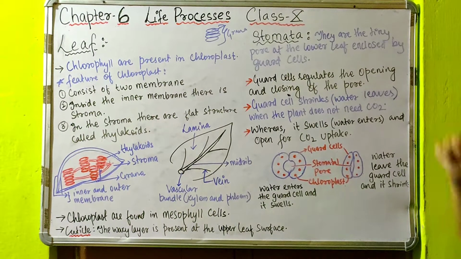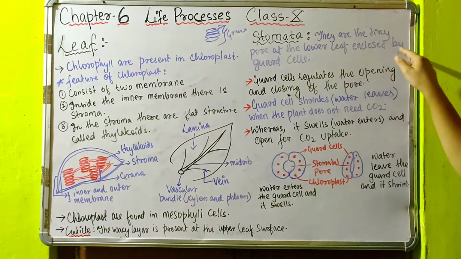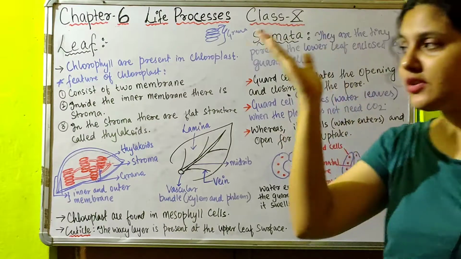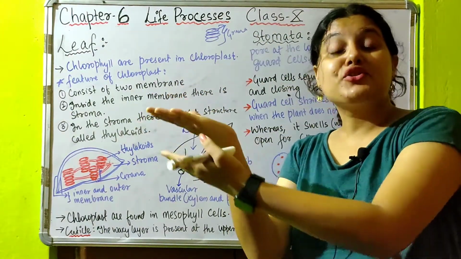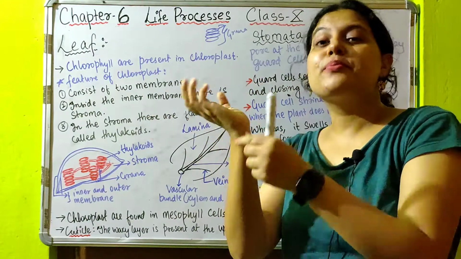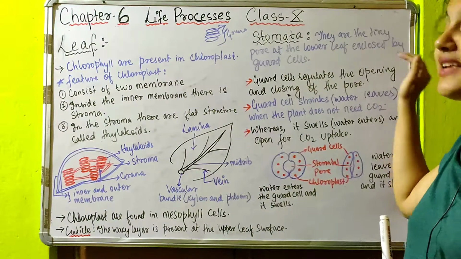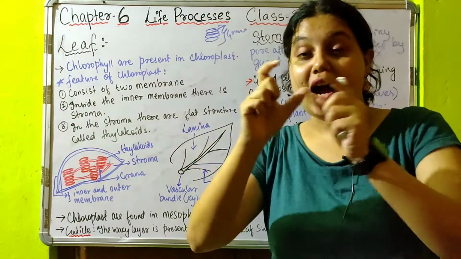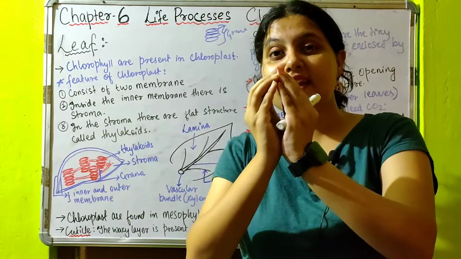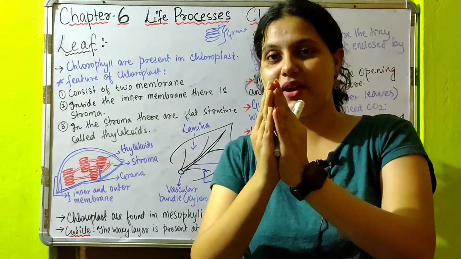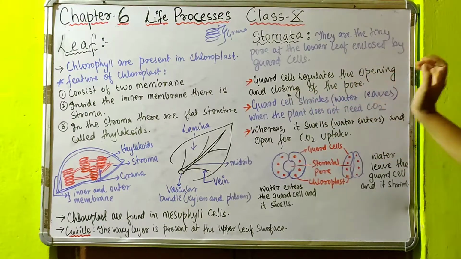Now coming to stomata, children, they are tiny pores at the lower leaf enclosed by the guard cells. If this is a leaf, this is the upper part and this is the lower part. Stomata are the tiny pores present at the lower part of the leaf, and they are enclosed by the guard cells. The guard, by name itself, suggests that it guards the opening and closing of stomata. Guard cells regulate the opening and closing of the pore, as I told you.